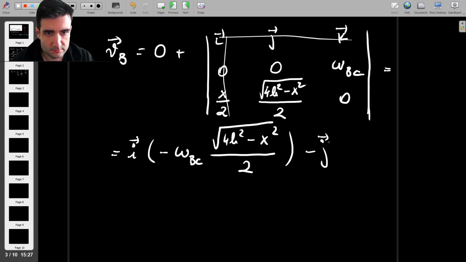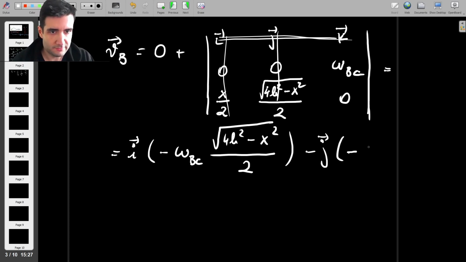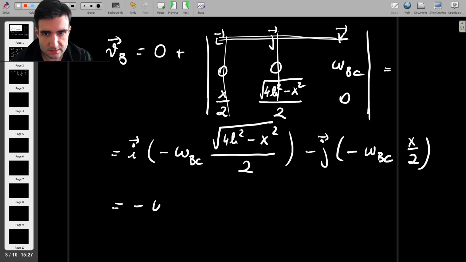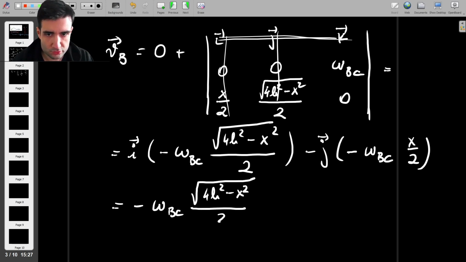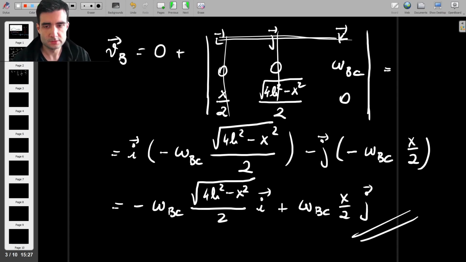Minus j. And then we do the same thing. So this is going to be 0 and then minus omega BC times x over 2. So this becomes minus omega BC square root of 4b squared minus x squared over 2 times i, and then plus omega BC x over 2 times j. So that's the velocity of point B.